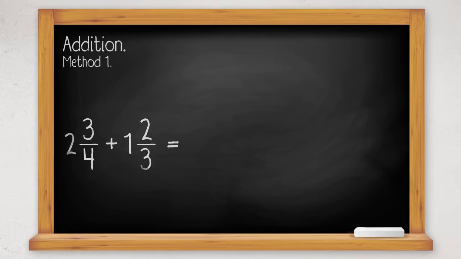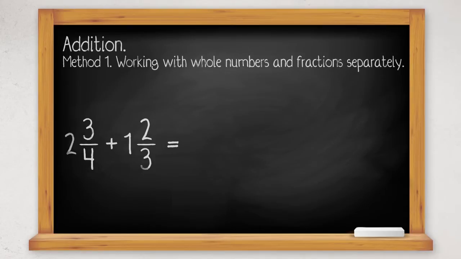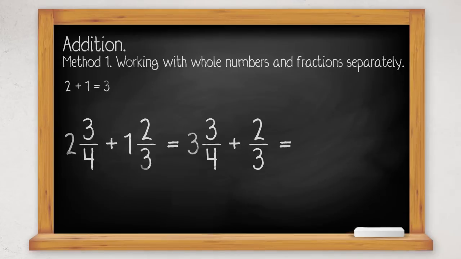So method 1, working with the whole numbers and fractions separately. The whole numbers 2 and 1 make 3. So I have 3, 3/4 plus 2/3. Now I need to find a common denominator, which is 12. So we'll change the 3/4 into something over 12 and 2/3 into something over 12.